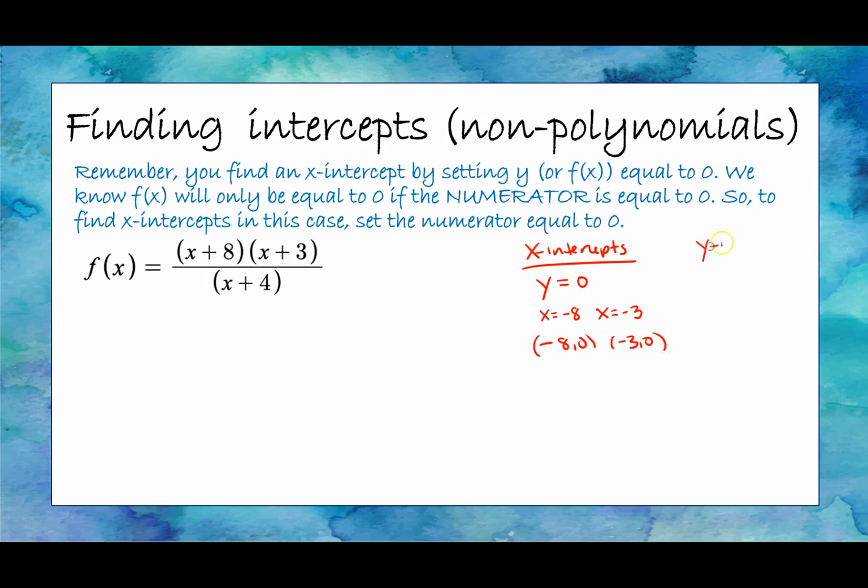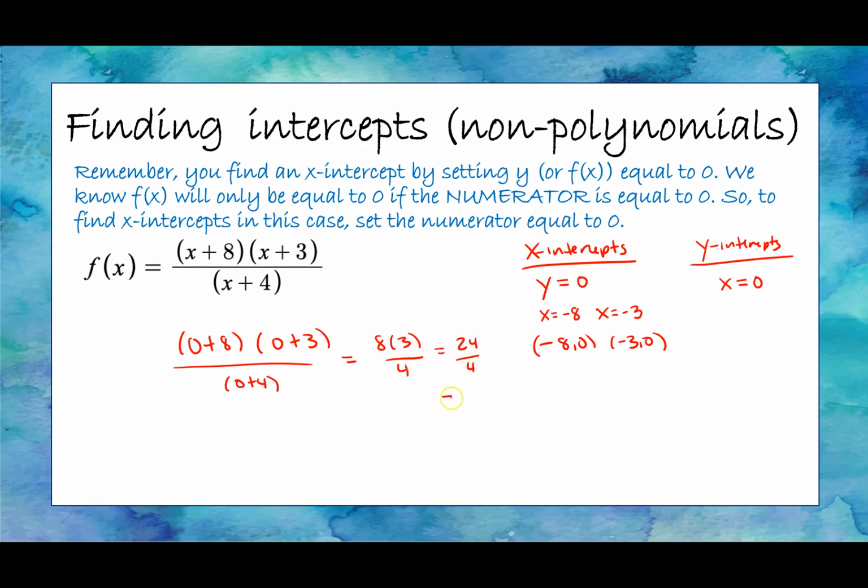For my y-intercepts, we always knew from the very start that we get y-intercepts when our x is equal to 0. So all I have to do is plug 0 in for x. So I get 0 plus 8, 0 plus 3, 0 plus 4, which is going to give me an 8 times 3 over 4, which is 24 over 4, which is equal to 6. So my y is equal to 6 when my x is 0, meaning my coordinate is 0, 6. So I have both my x-intercepts and my y-intercepts now.